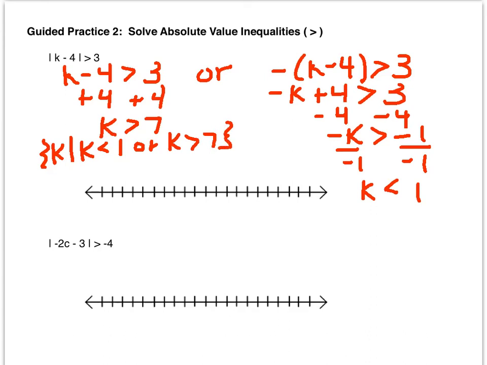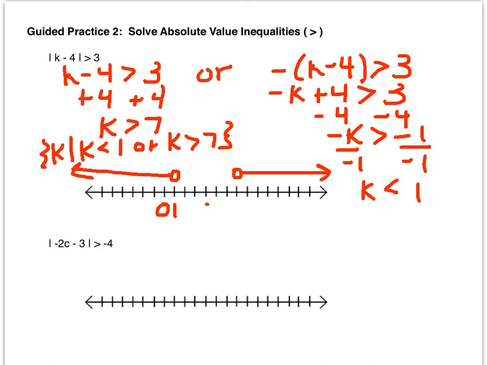On the number line, we'll use open circles again. And on the 1, we'll have an open circle. And on the 7, we'll have an open circle. The numbers greater than 7 are going to be to the right, and the numbers less than 1 will be to the left. And that will be our graph answer.